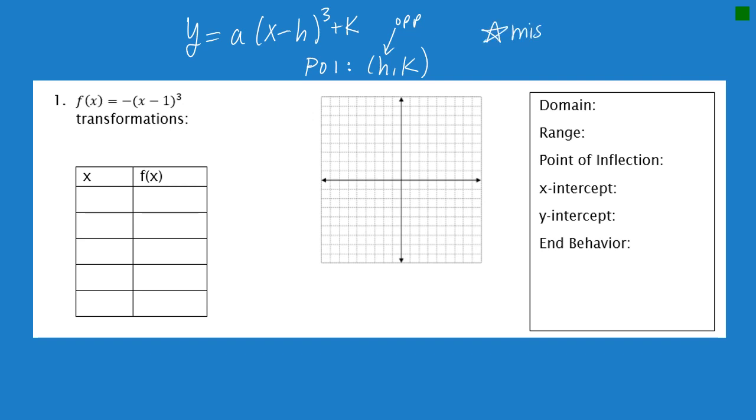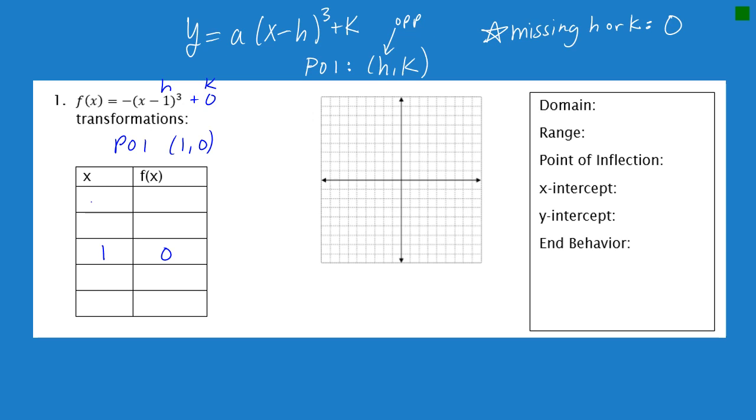If you are missing either h or k, you plug in a 0 in its place. So over here, this is my h value, and then my k value is missing. So what that means is it's really like an invisible +0. So that's going to be my point of inflection, will be +1, 0. That goes in the middle of my table.